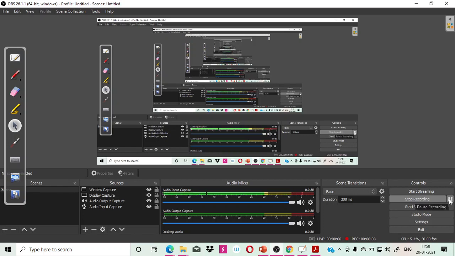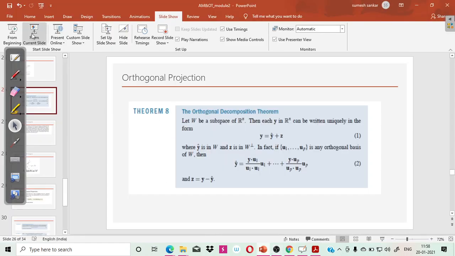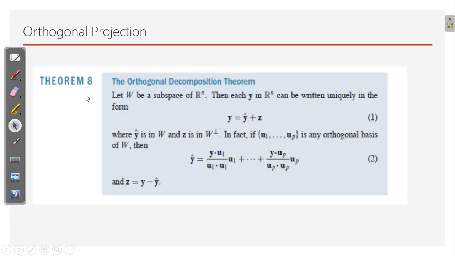Hi friends, in this class we will continue our discussion on orthogonal projections, and we will define a number of theorems and solve some problems based on those theorems. Okay, so the first theorem will be theorem number 8.